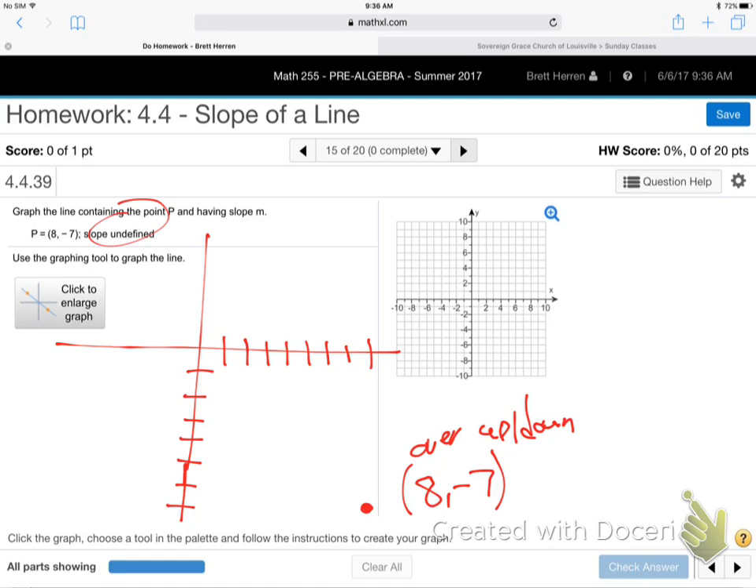Good. So you guys just know it. If you know it, you're good. It's just an undefined slope, so we know right away it's a vertical line. We don't even need a second dot, do we?